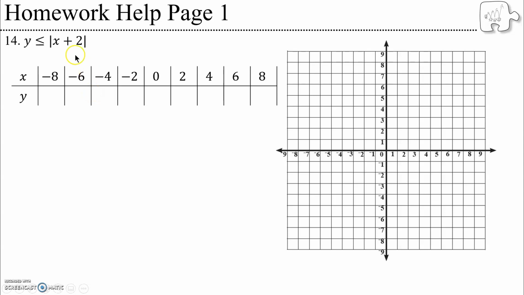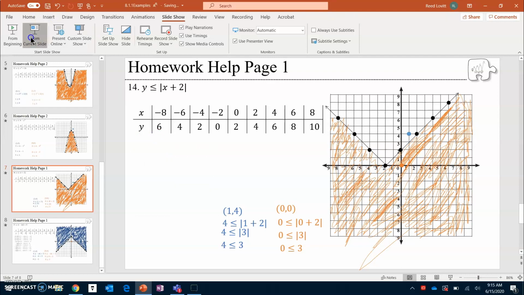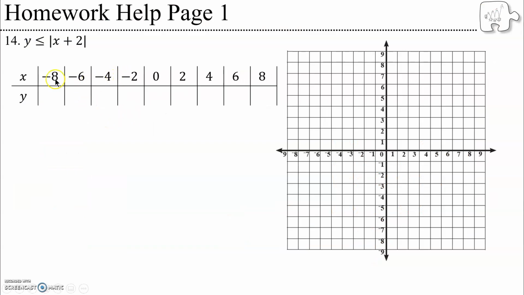Right now, for 14, we have y is less than or equal to the absolute value of x plus 2. Remember, the absolute value just means that you're going to make it positive. So think about it: you add 2, then make it positive. You add 2 and make it positive.